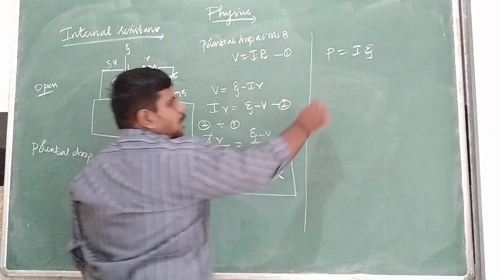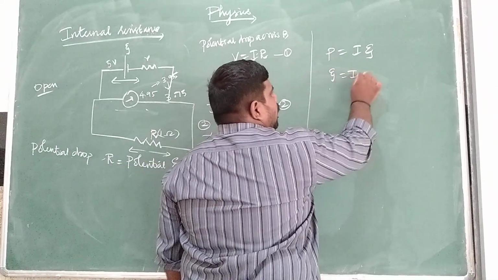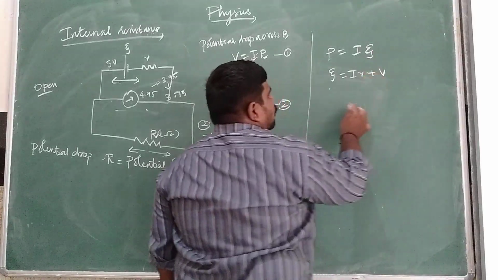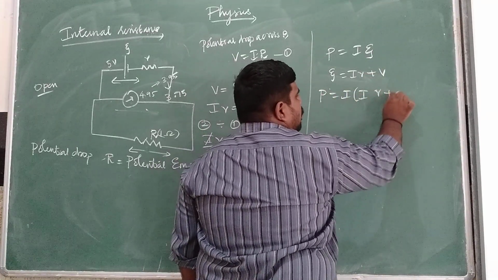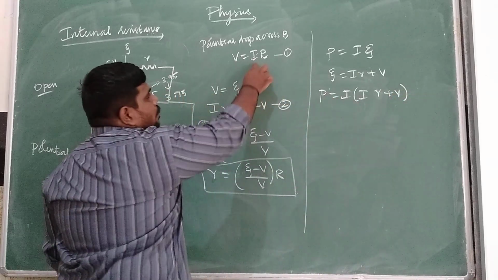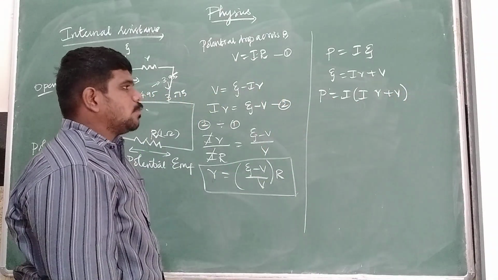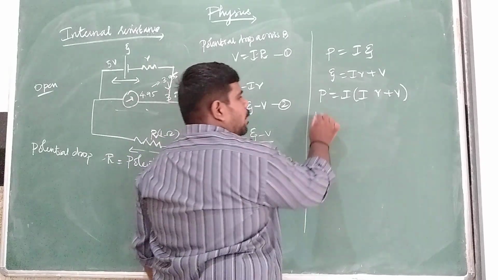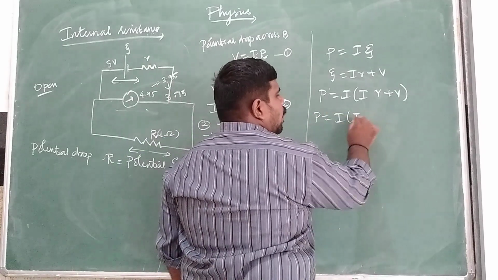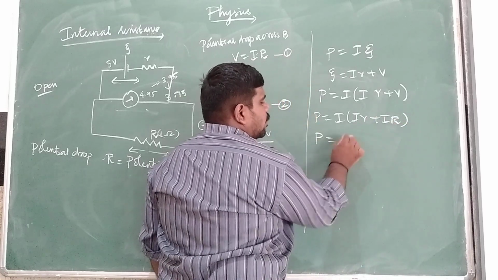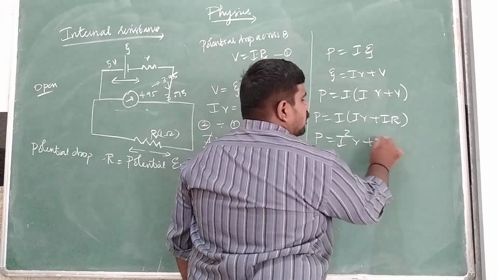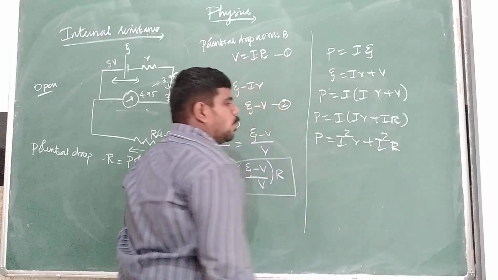So equation 2 divided by 1. What do you get? IR is equal to (ψ minus V) by V. I cancels out, so r is equal to (ψ minus V) by V into capital R. So if we know the potential difference and the resistance, we can measure the internal resistance of a cell.